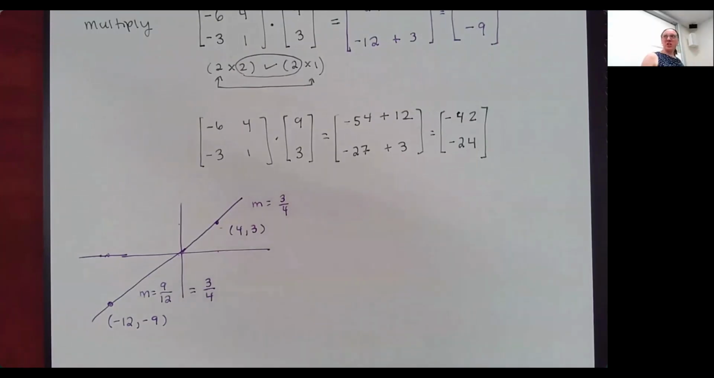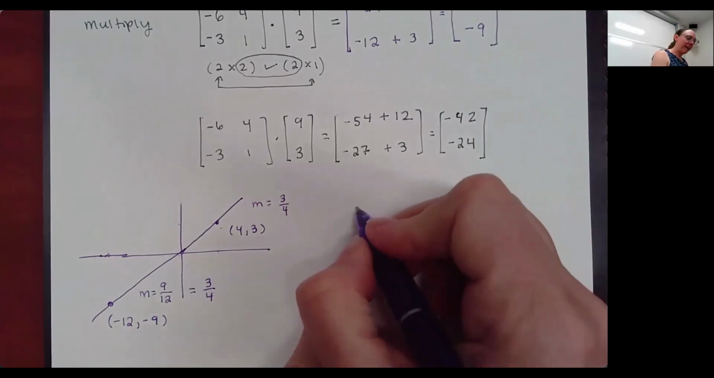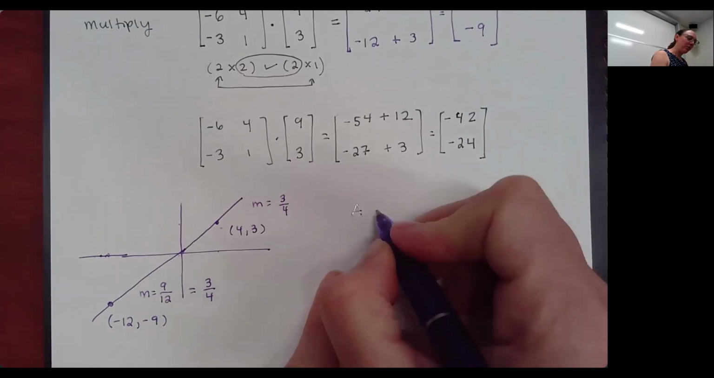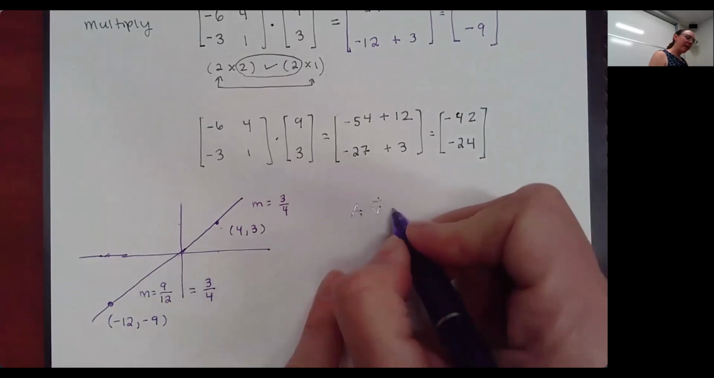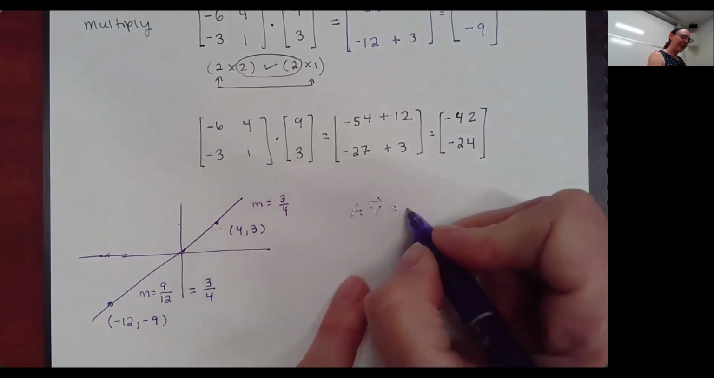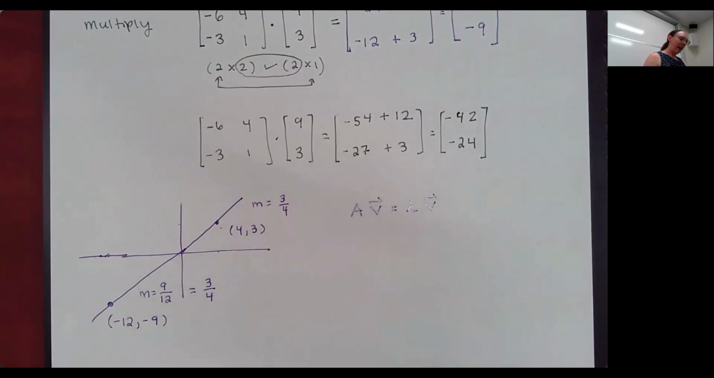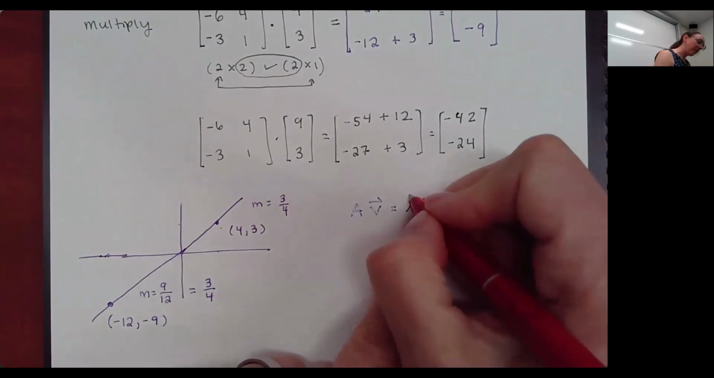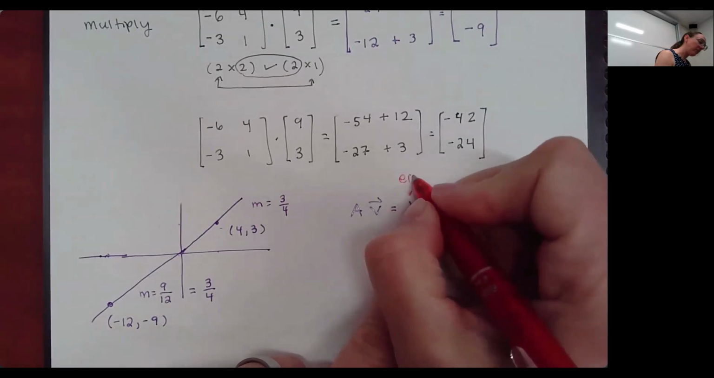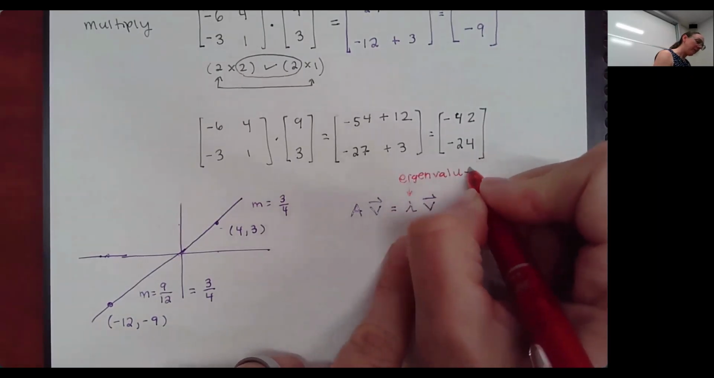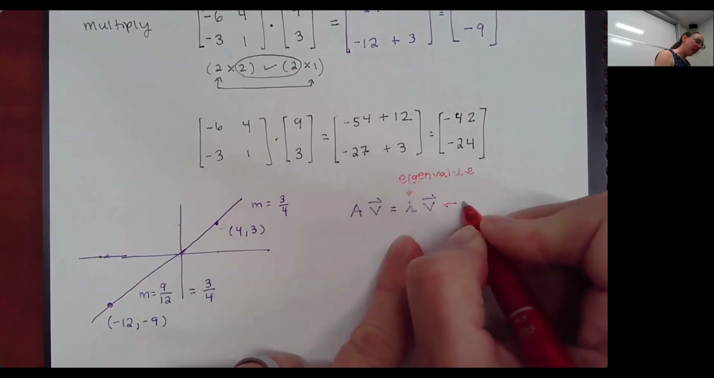Fundamentally, that relationship between an eigenvector and an eigenvalue is going to look like this: I have my matrix, and when I multiply by the eigenvector, if what I get back is a scalar times that very same vector, then I call that scalar the eigenvalue, and we call that vector the eigenvector.